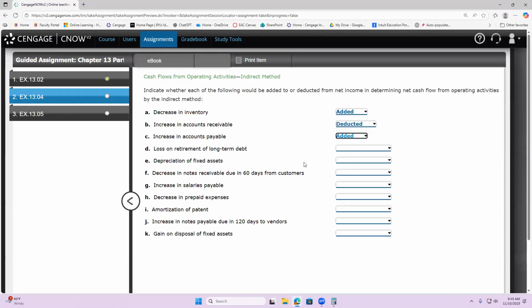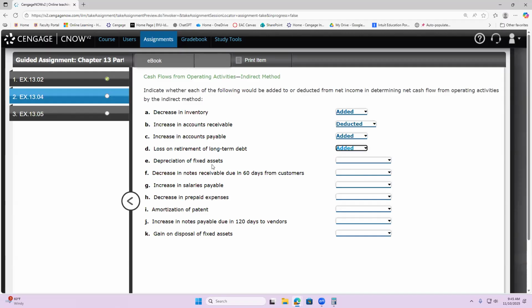A loss on the retirement of long-term debt. What do we think about that one? Anytime we have losses that are not part of our operating activities, we're going to add the losses back in. So we're going to add it. If we have gains that are not part of our operating activities, we're going to subtract the gains back out. That's because those are the ones being reported in a different section of the cash flow statement.